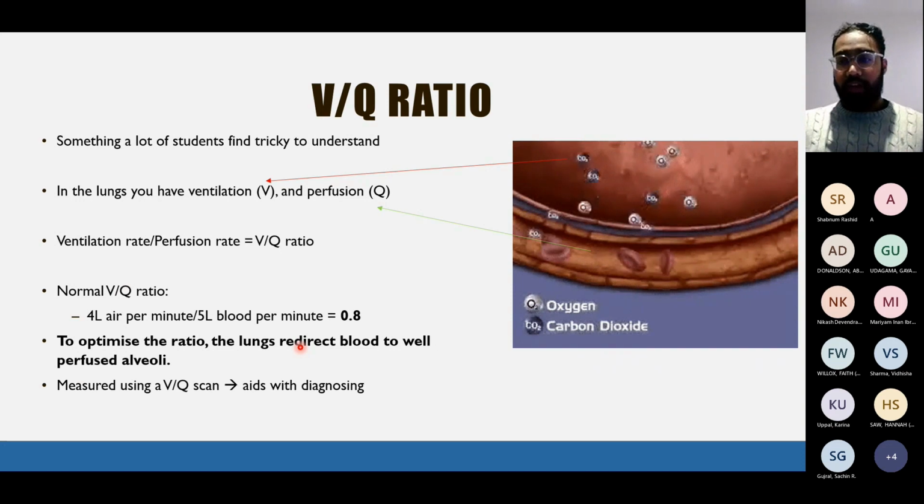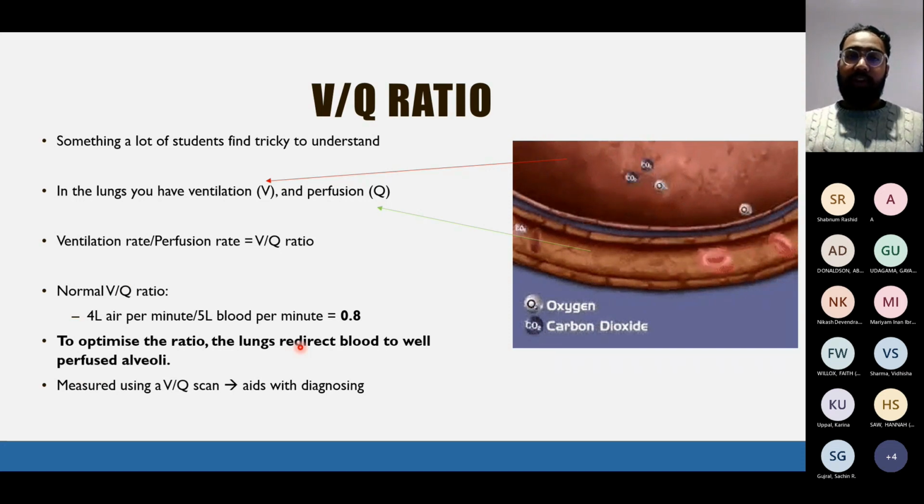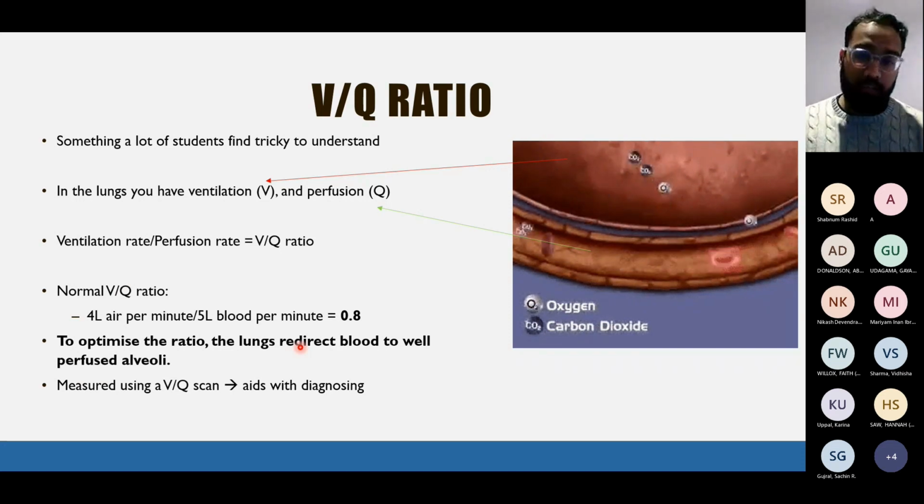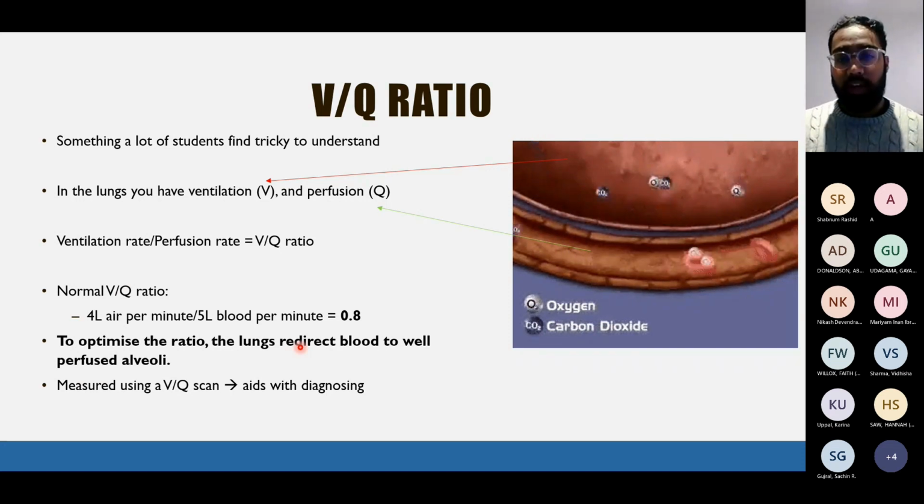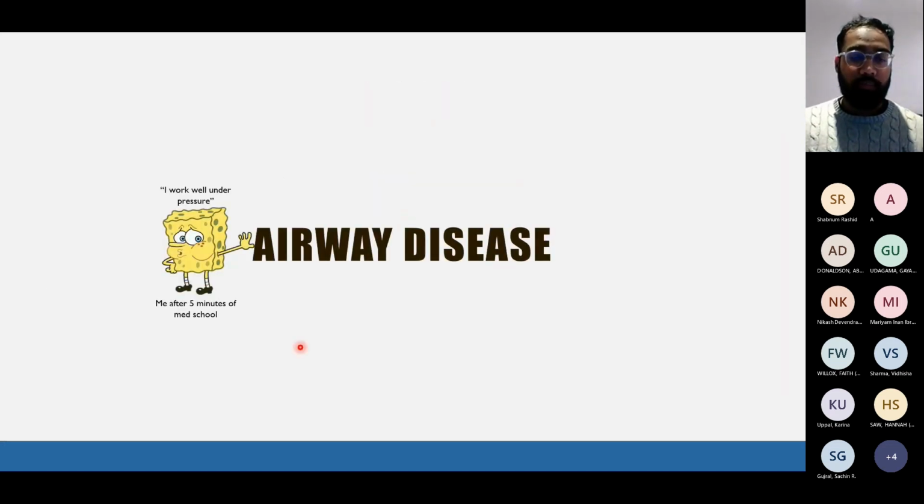We can do a VQ scan. The scan measures the rate of ventilation, measures the rate of perfusion, divides them and gives you a number. That number can just aid your clinical diagnosis. So if someone's got a really high VQ ratio, and you think that they have a problem with the perfusion, it kind of fits the picture. So that's VQ ratio summed up. But like I said, that could be a whole lecture in itself. So that's it. Pathology.